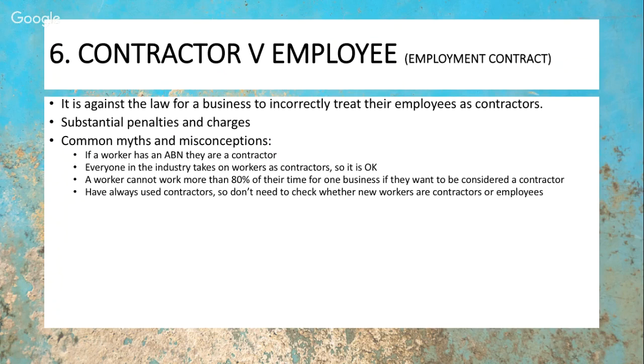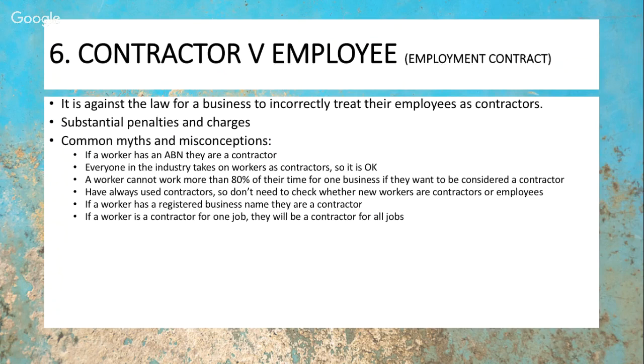I've always used contractors, so I don't need to check whether new workers are contractors or employees. Studios really should be looking quite deeply into each individual contract of each individual person that they're taking on. If a worker has a registered business name, then they're a contractor. Similar to the ABN, this is not necessarily the case. It comes down to the essence of the contract. If a worker is a contractor for one job, they will be a contractor for all jobs. Again, you need to look at the essence of every contract that gets taken out.